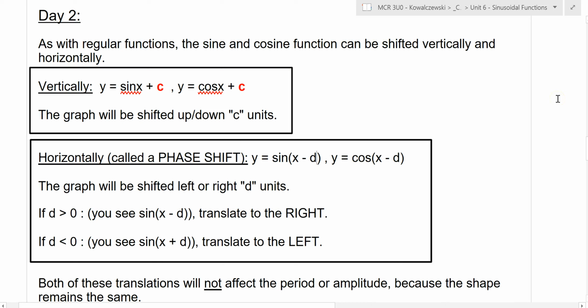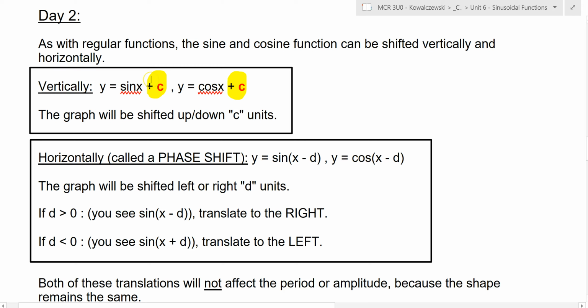In the previous lesson, we applied vertical and horizontal stretches and compressions to the sine and cosine functions. Today, we're also going to look at some shifting vertically and horizontally, and we're going to combine the stretching and compressing as well. So just like with regular functions, we can shift vertically if we have what we refer to as the c value. Now, that c value will shift it up or down the function.